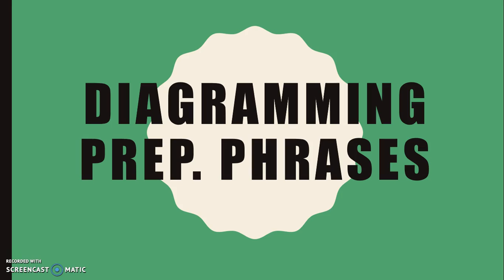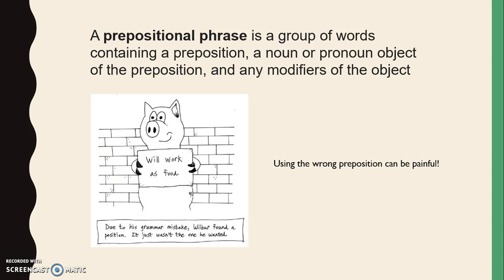This week and next week we're going to be working on diagramming prepositional phrases. It's fun, it's easy to do, and the only thing is trying to figure out if it's an adjective or adverb phrase, but we'll get into that. All right, so prepositional phrase, just to remind you, is a group of words containing a preposition, a noun or pronoun, which is the object of the preposition, and any modifiers of the object.